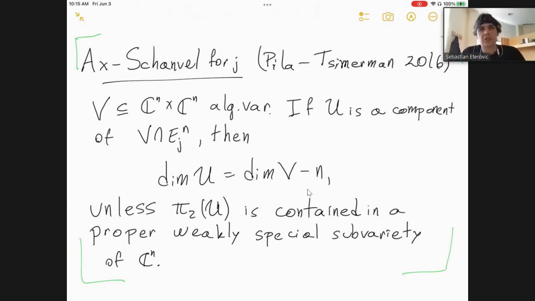Okay, so this is the Ax-Schanuel theorem for the J function. And I guess that the way that I've set everything up, it should not be so difficult to believe that this is going to tell us a few things about the problems we've discussed already.